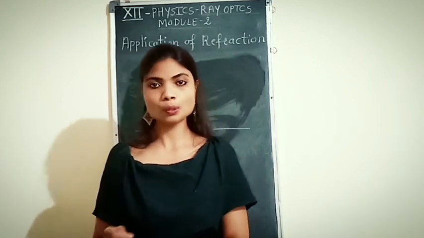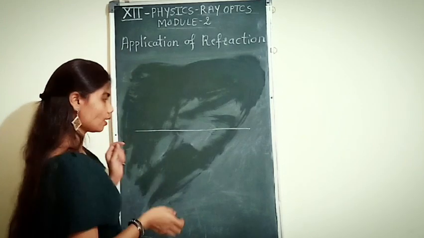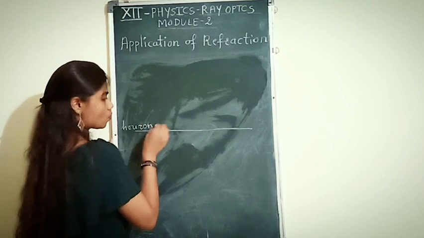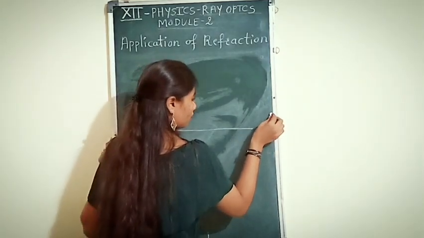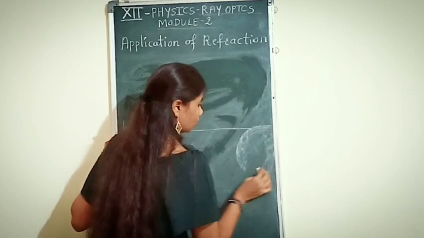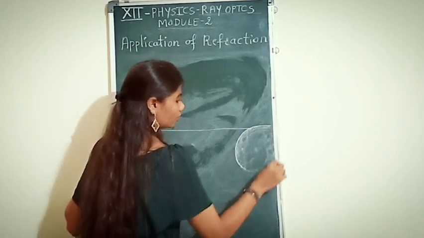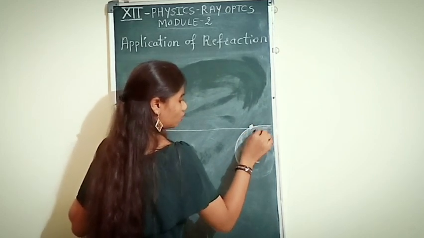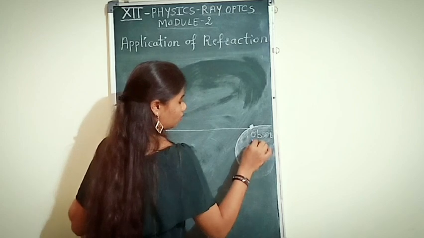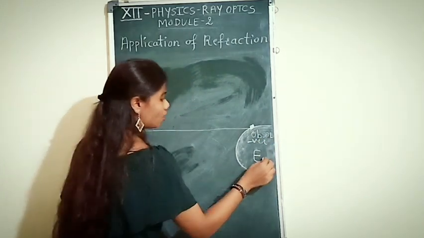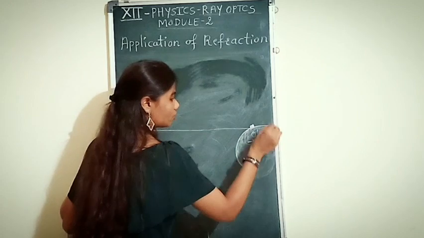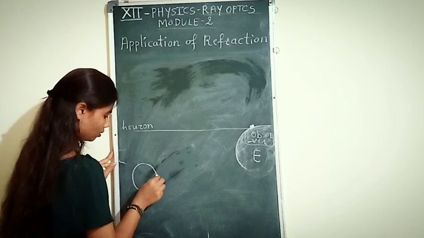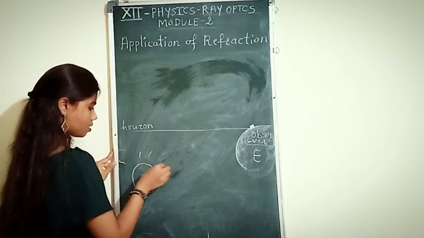I can explain this to you with the help of a diagram. Just pay attention. I have drawn this as a horizon, and your earth is here. This is the earth, and your observer is standing at this position. Suppose the sun is here. This is the actual position of the sun.